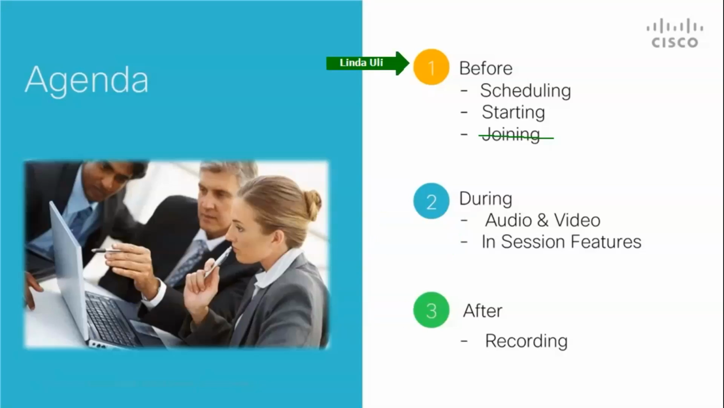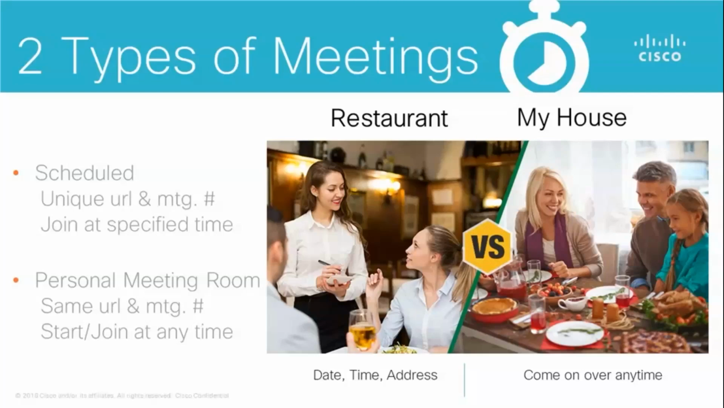Well, first of all, it depends on you. You have some choices to think about because there's two different types of meetings. There's a scheduled meeting with a unique URL, and there's a personal meeting room with the same URL. So what does that all mean?